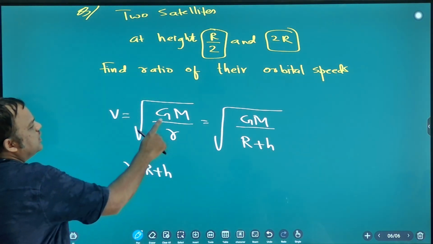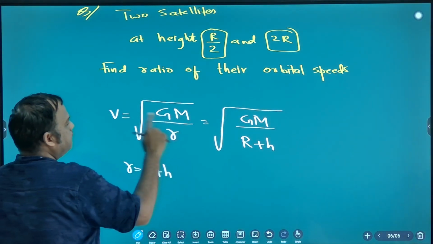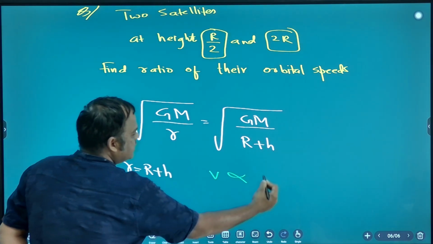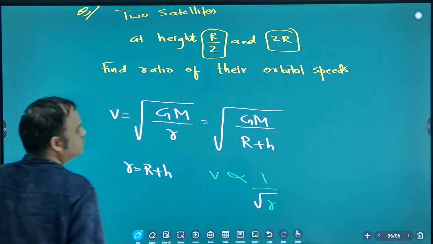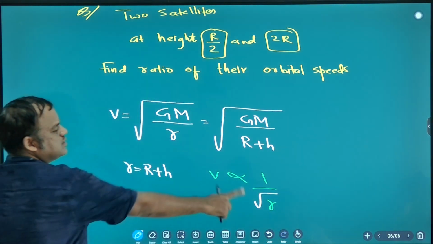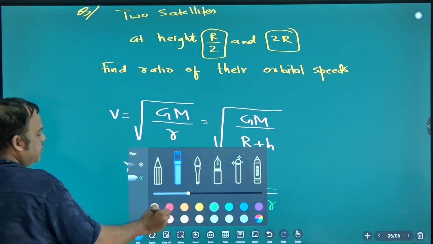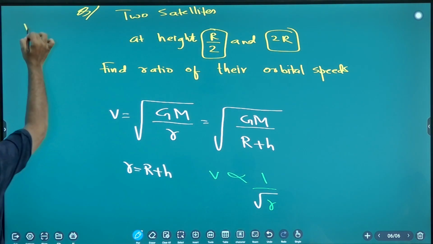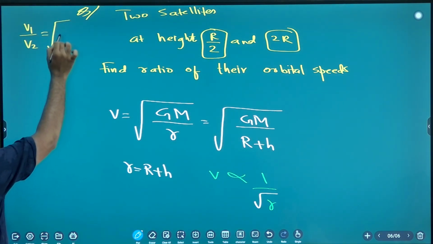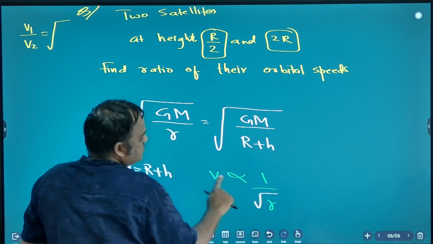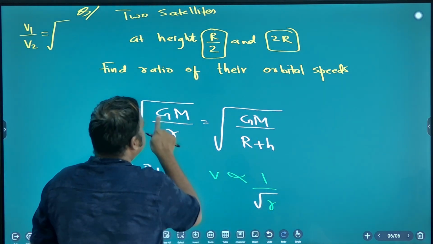So capital G capital M will be same. So orbital speed is inversely proportional to root r. Use this. So V1 by V2 is equal to square root... V is inversely proportional to 1 by root r. See, this is same.